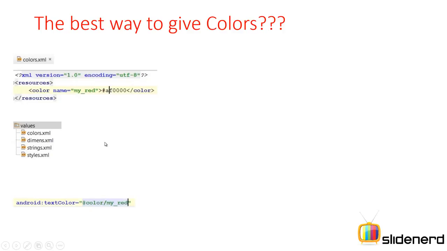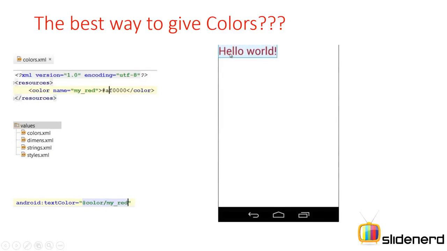And then inside my layout I can simply say android:textColor is @color/my_red, which is the same thing which I defined over here. Now the benefit of doing this is if I simply change this AF00 to something say BF00, that change is going to reflect across all the places where you have used this attribute by saying @color/my_red, and you can see the same effect over here. And this is the best way you should give colors if you're making apps for a professional purpose.